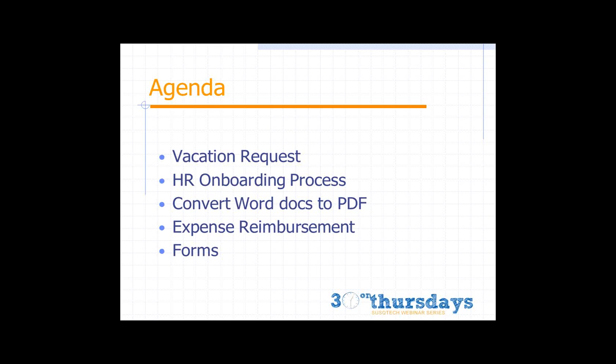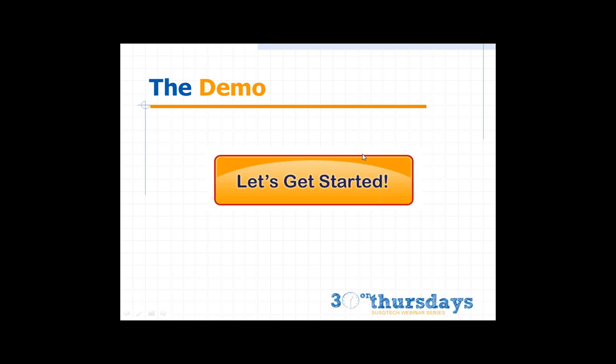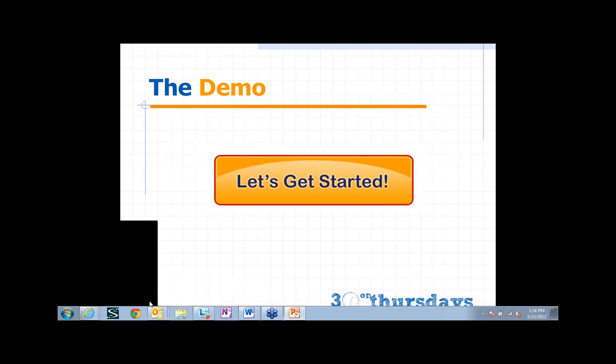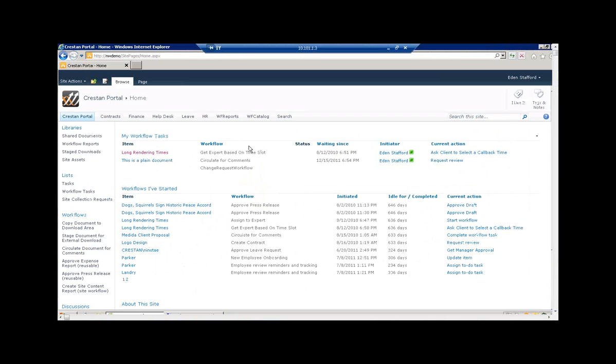We're going to start with vacation requests. We're going to go on to human resources and the onboarding process when you hire employees. We'll talk a little bit about converting Word documents over into PDFs, expense reimbursement, and then we'll show a little bit of the forms tool as we get to the end of our session today. So let's dive into this, and we'll show a little bit of an example here.